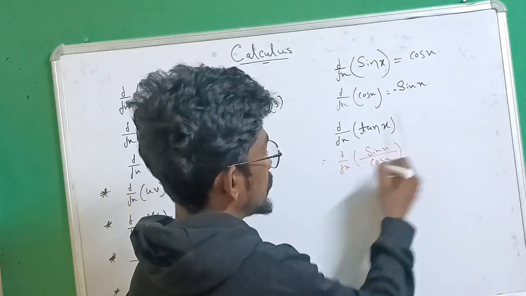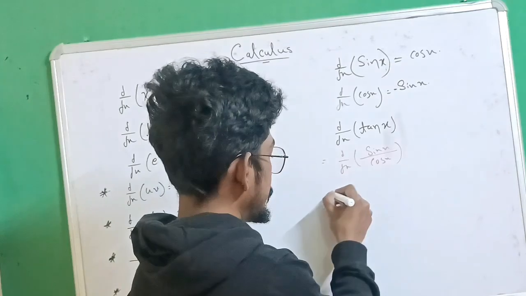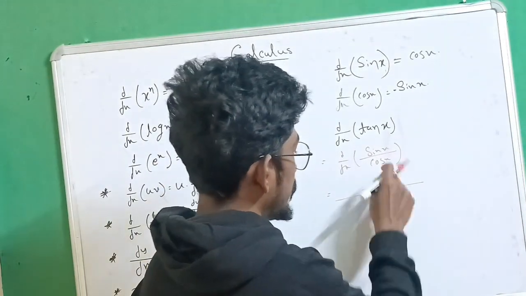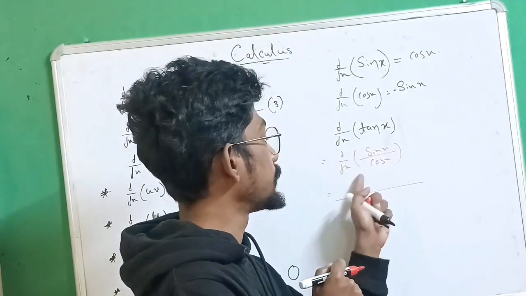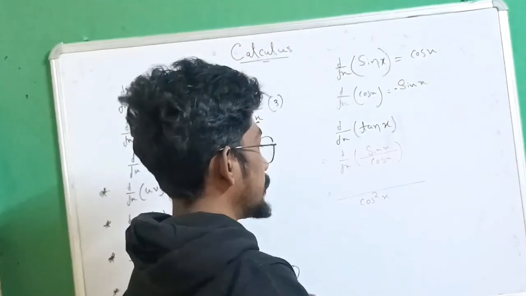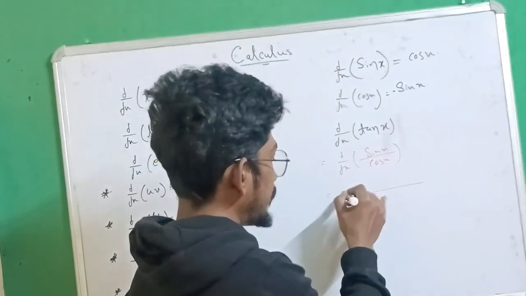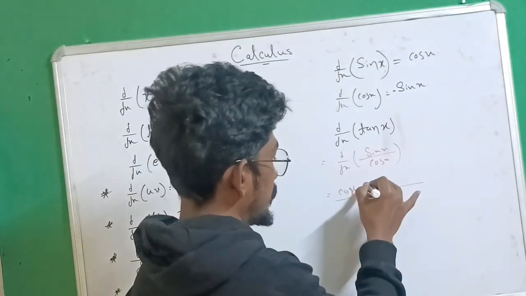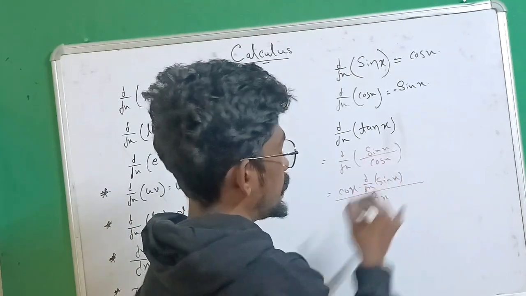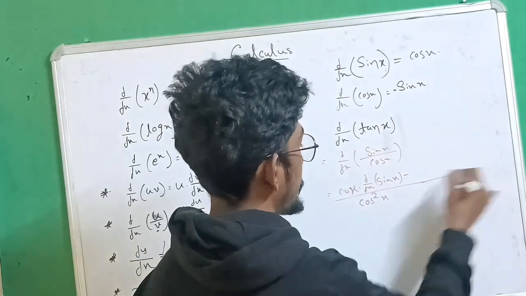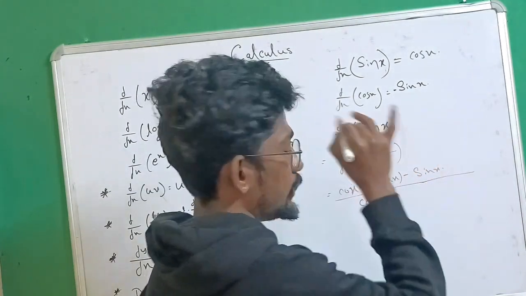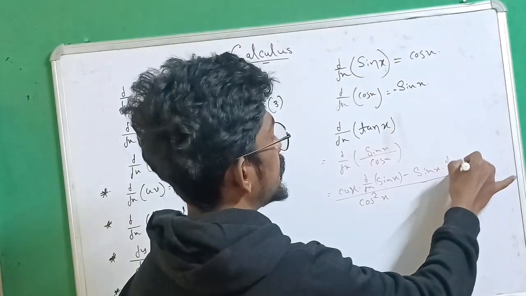Sin x by cos x, right? Tan means sin by cos. So here you can apply the quotient rule. Here what you will get is cos square x in the denominator. Now the quotient rule says: first of all take the denominator into the differentiation of the numerator, minus numerator into differentiation of the denominator.